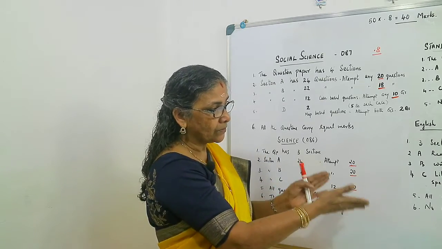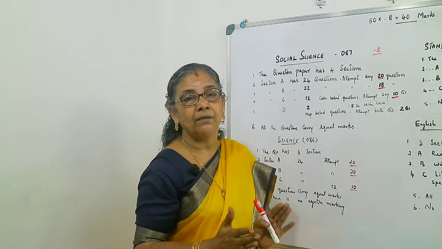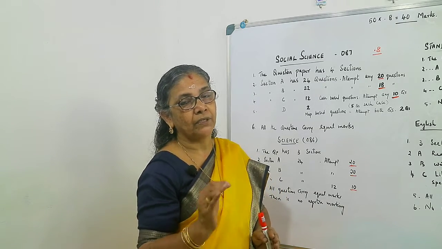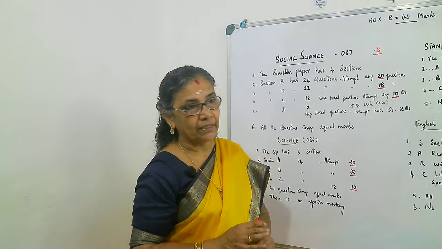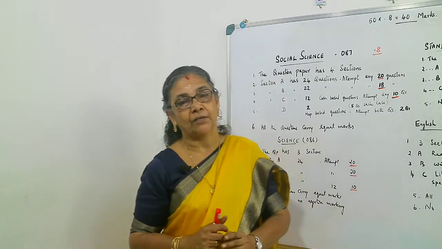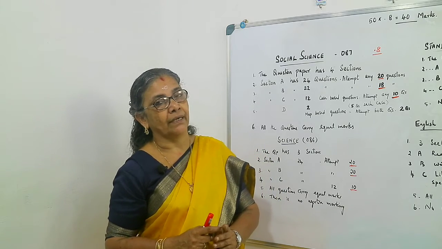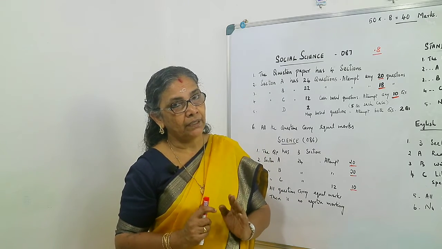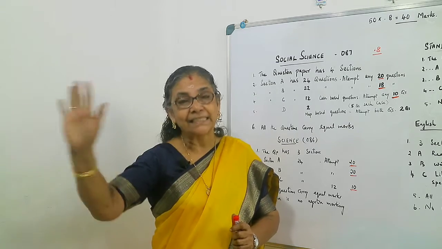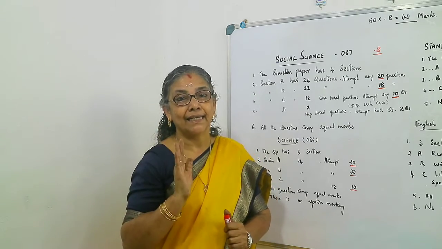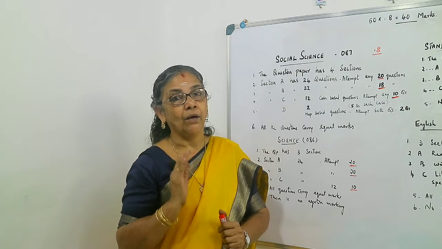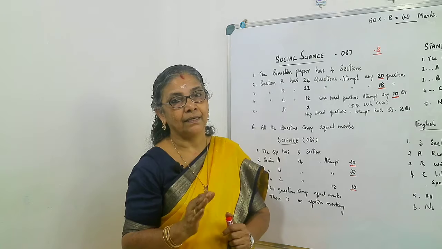English is also the same way: 50 questions have been given, and 50 into 0.8 gives 40 marks. And here, specific instructions have been given for B and C. So learn carefully, and if possible, write it down and paste it wherever you can see it easily. Go through that now and then, so you will understand how you are going to write the MCQs.